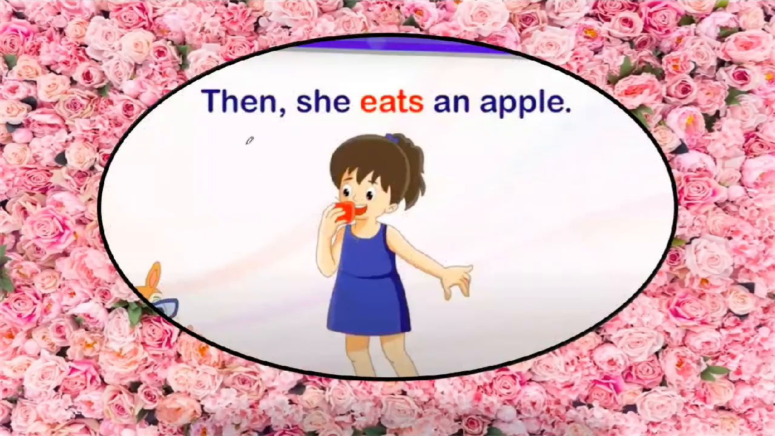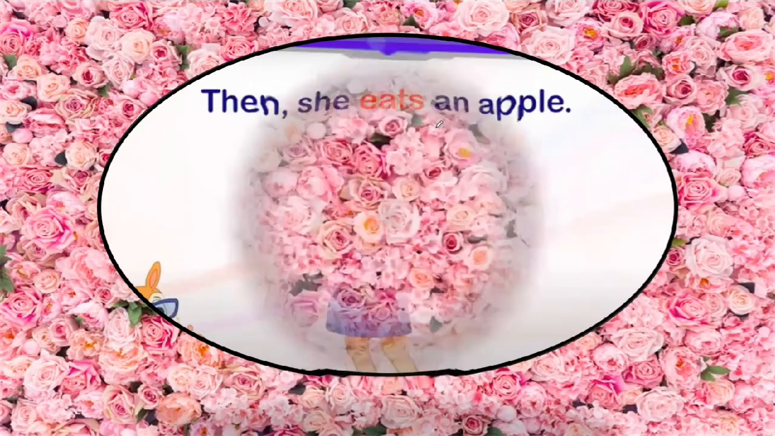What does she do then? She eats an apple. What is she doing in this picture? Yes, she eats an apple. So eat is a verb here, okay? Moving to the next picture.